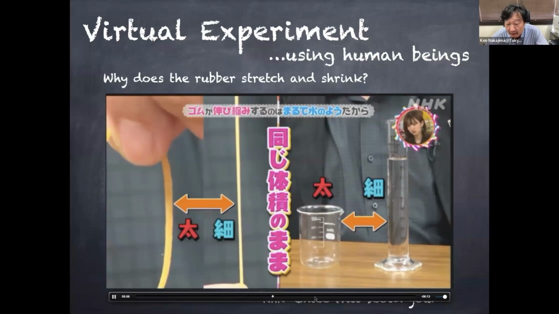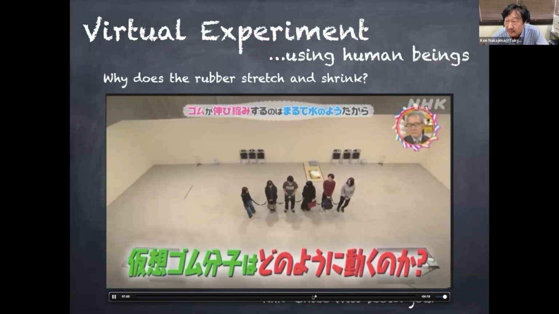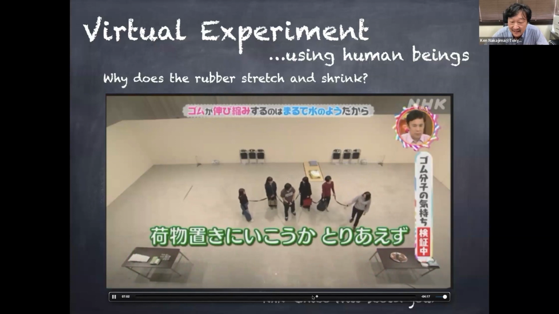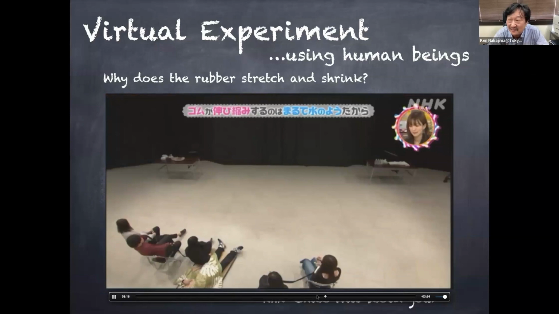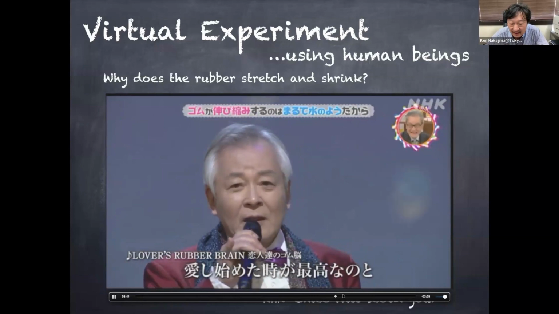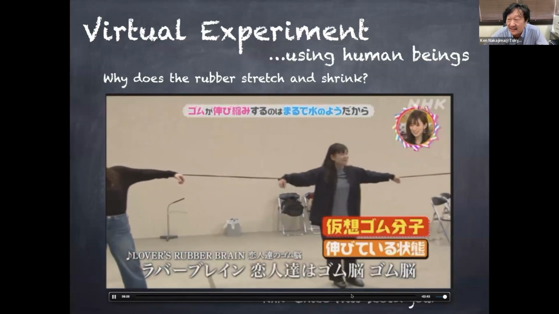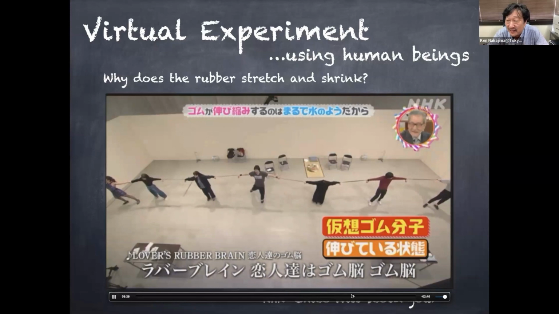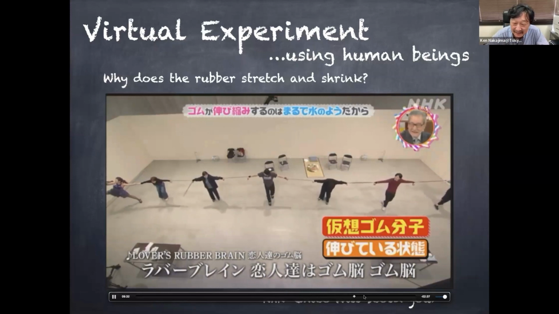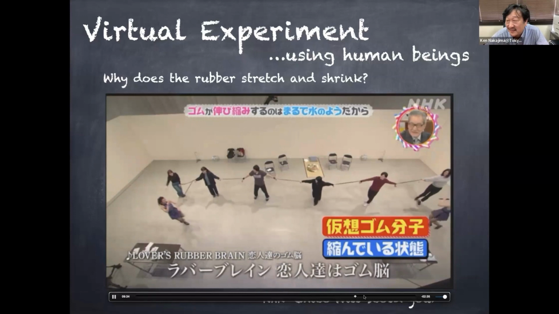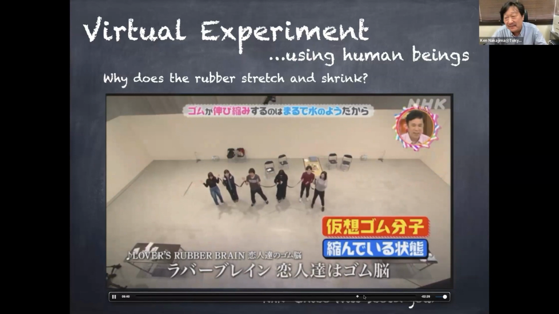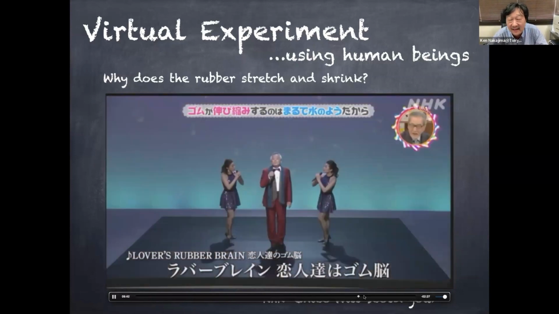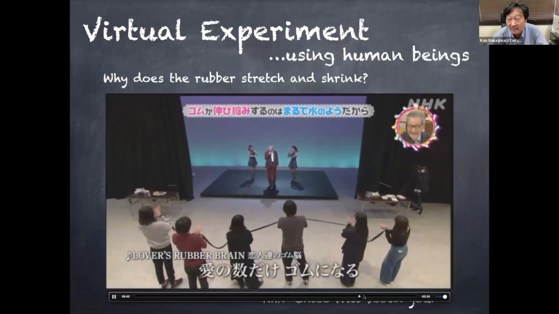But what I wanted to say is this virtual experiment by human beings. Okay. Look, this is a kind of imitation of small lava molecules. But once you give a kind of stretch to these guys, then they lose freedom. Once the force is released, they get back naturally. So even using human beings, we can repeat this type of experiment.